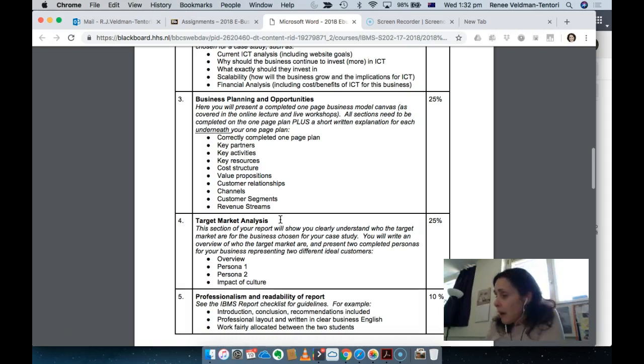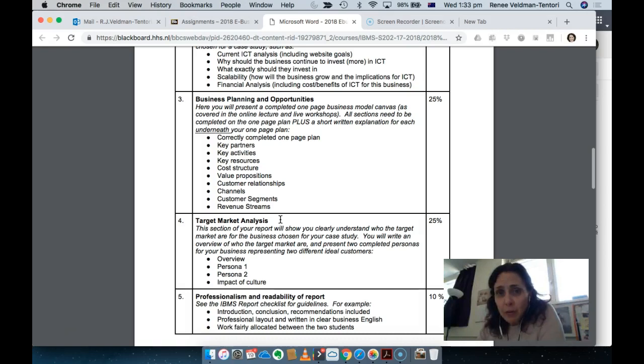Moving on to the target market analysis. So in your canvas, I'm not sure if you can see this on the video here, but you've got the customer segments. So there you would have identified a little bit about your target market, and this takes you into a little more depth, giving us an overview, like an introduction to your 2 personas, and you're choosing 2 representations of ideal clients. And again, bringing culture in.